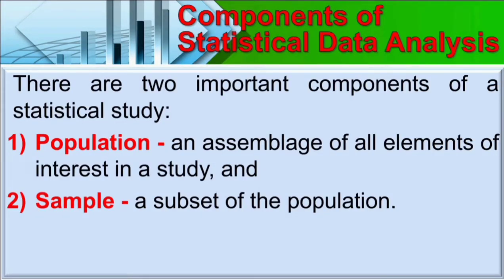Components of statistical data analysis. There are two important components of a statistical study. Number 1, population, an assemblage of all elements of interest in a study. And number 2, sample, a subset of the population.